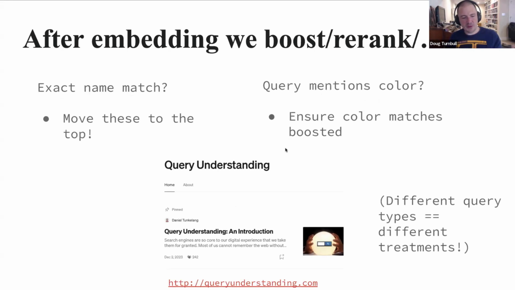The other thing, after we've done this embedding and retrieved some candidates, is that's really where we want to think about our query understanding. We've got a good set of candidates here, so let me move up things like, the query mentions color, so let me move up the color matches. Let me make sure I prioritize the name matches, because I understand the user searched for something by name, that kind of thing.